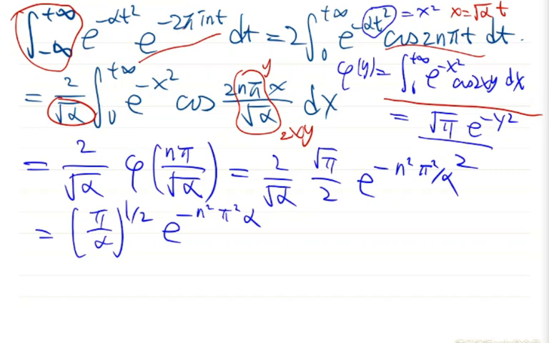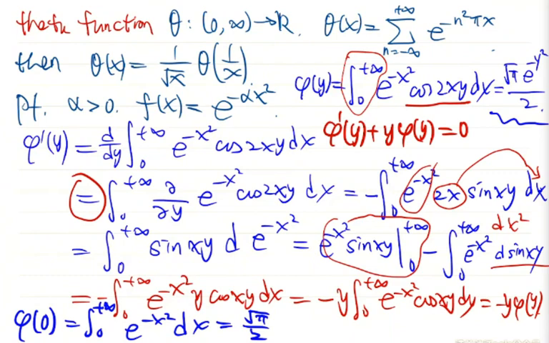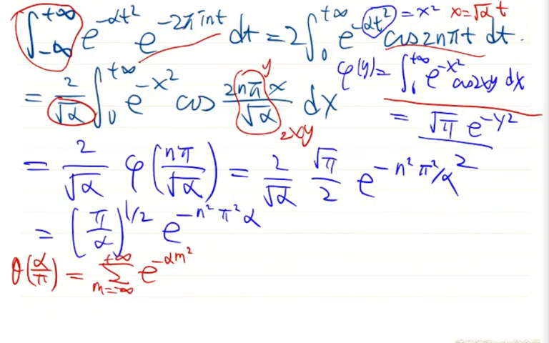Now, by Poisson summation formula, our theta of alpha over pi is just the sum over m from negative infinity to infinity of exponential of minus alpha m square. This is the definition of theta function. Let x be alpha over pi. So m square alpha.